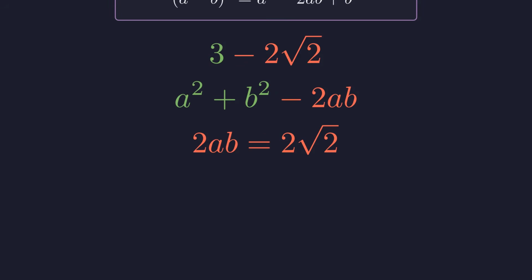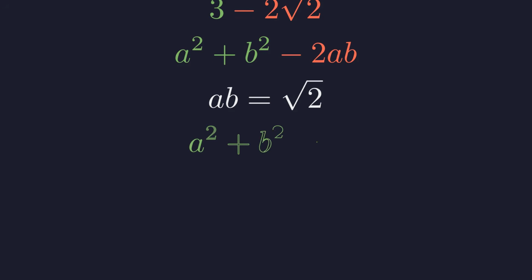Let's start with the simpler equation. 2ab equals 2 root 2. We can divide both sides by 2 right away. This gives us a times b equals root 2. And our second condition is a squared plus b squared equals 3. So we need two numbers whose product is root 2 and whose squares sum to 3. What are the natural factors of root 2?